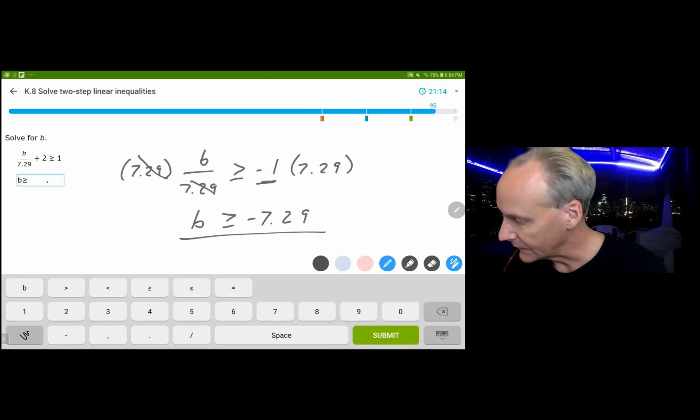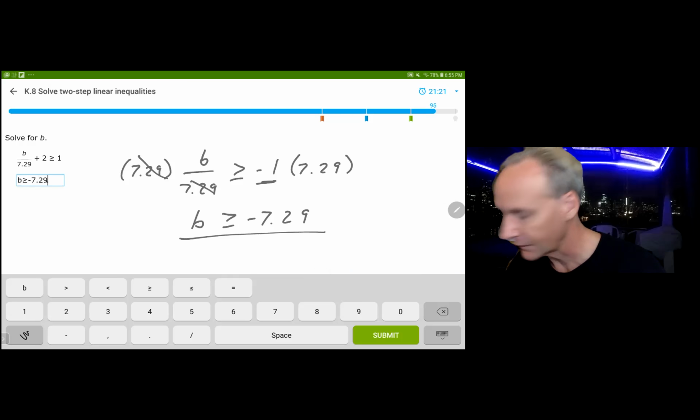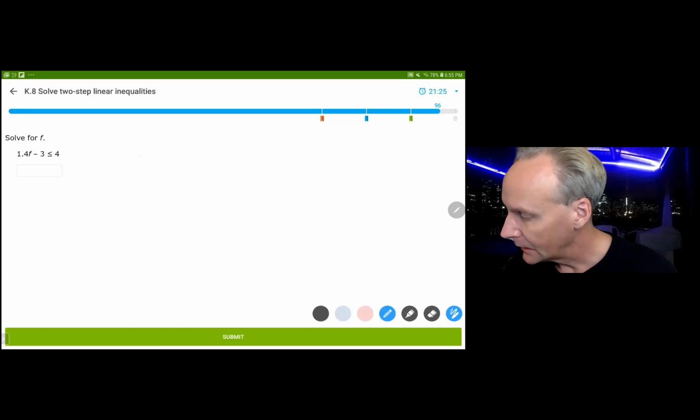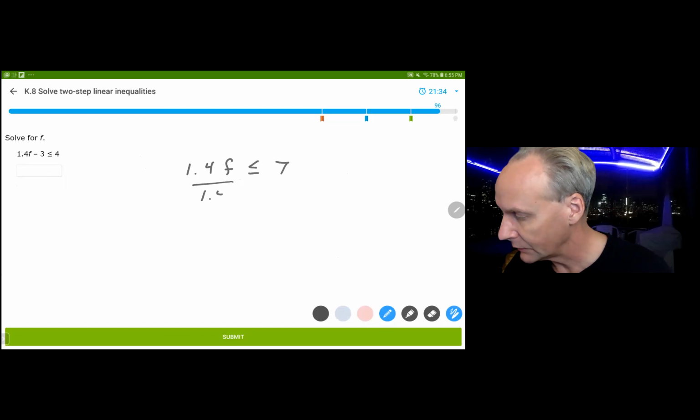B is greater than or equal to negative 7.29. Looks good. A couple more. I'm going to add 3. I get less than or equal to 7. And I'm going to divide by 1.4, which happens to be 5. F is less than or equal to 5.